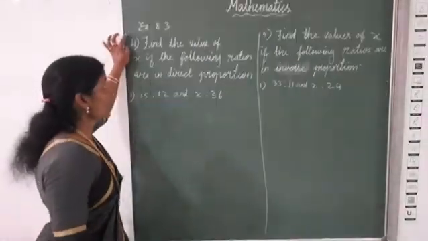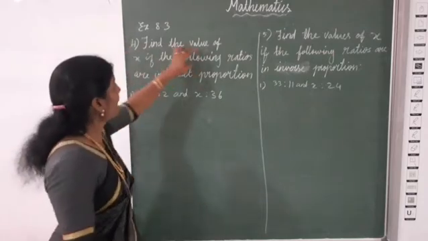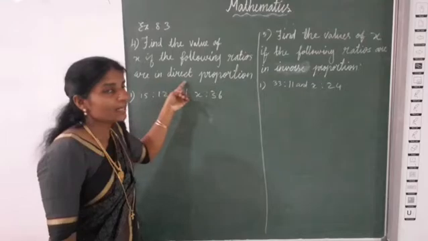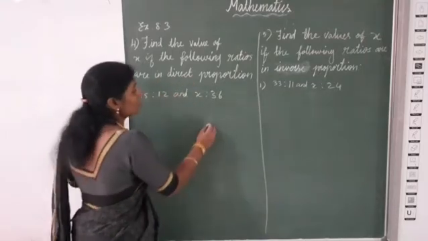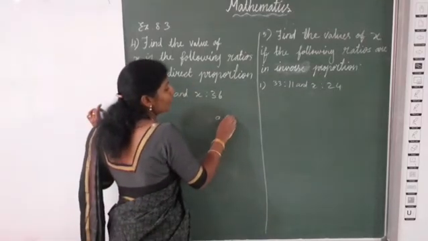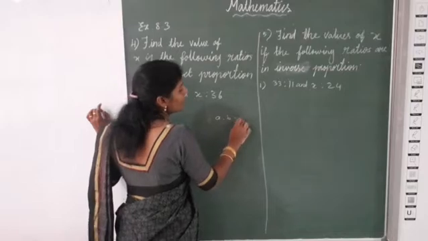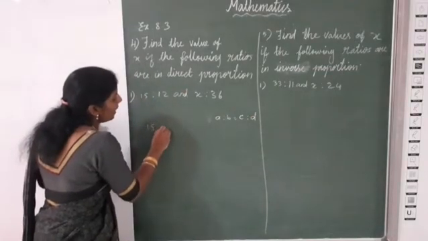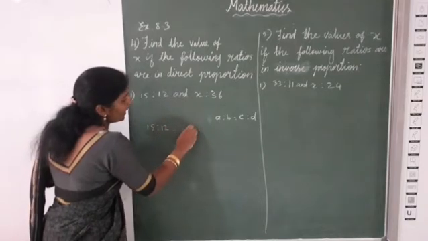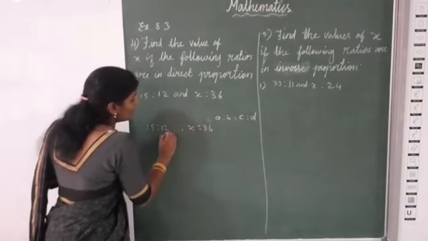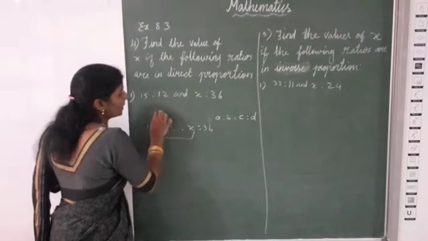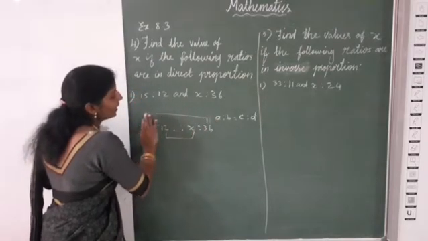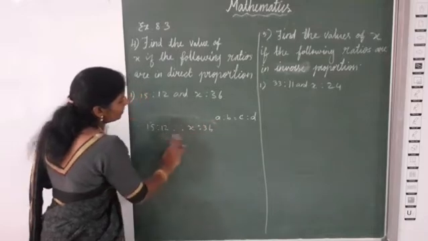Okay, now exercise 8.3. Find the value of x if the following ratios are in direct proportion. Direct proportion, what's the formula? A is to B is equal to C is to D. Now here 15 is to 12 as x is to 36. Product of means is equal to product of extremes, isn't it? Here we can apply the formula.